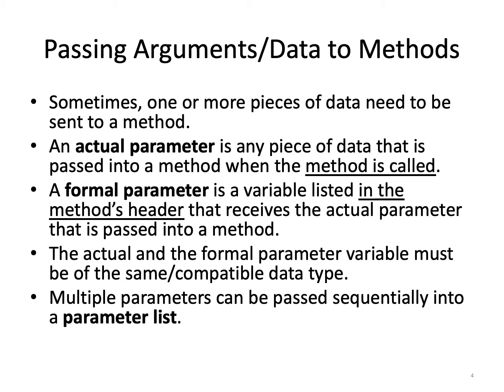An actual parameter is any piece of data that is passed into a method when the method is called. A formal parameter is a variable listed in the method's header that receives the actual parameter that is passed into a method. The actual and formal parameter variable must be of the same data type. Within the method header, we can have multiple parameters to be passed sequentially into a parameter list.